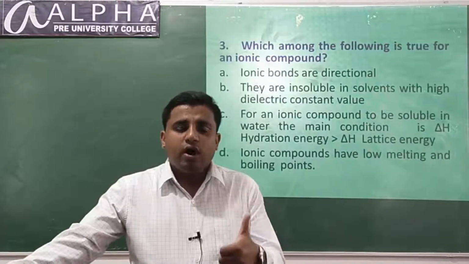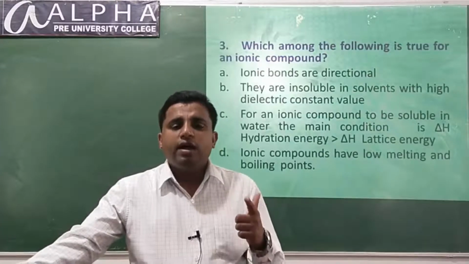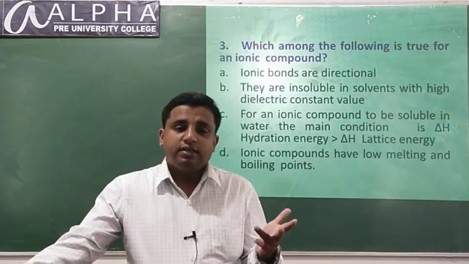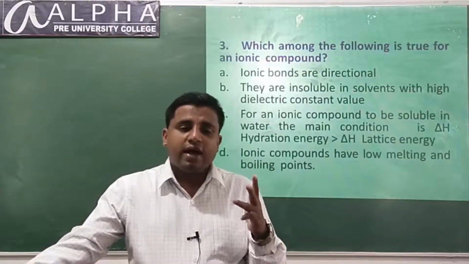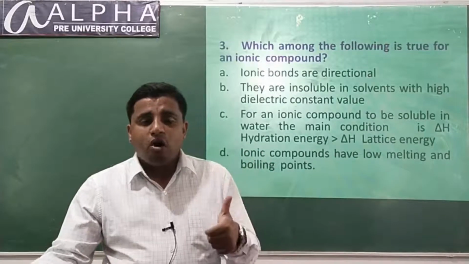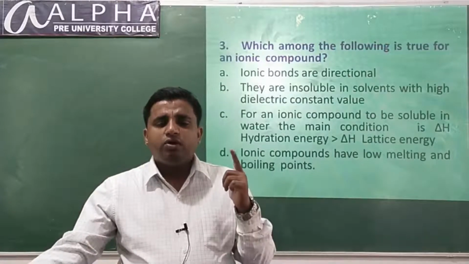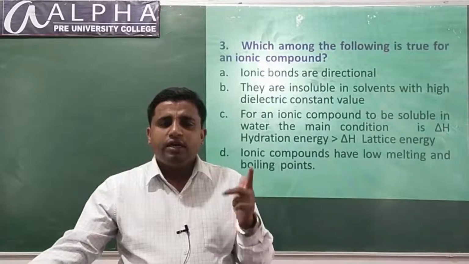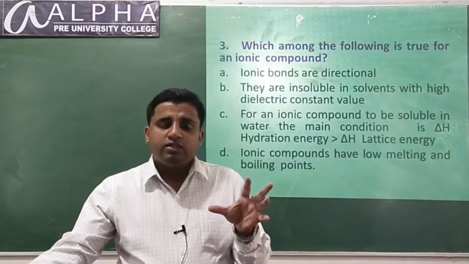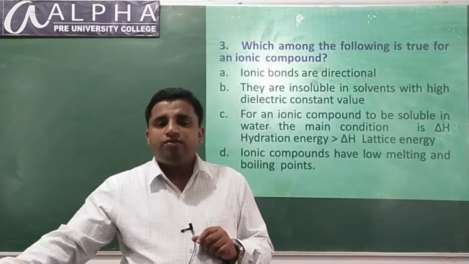One is low ionization enthalpy. The other is high electron affinity or electron gain enthalpy, then high lattice energy, and a large size of cation and small size of anion. These are the four factors which favor the formation of an ionic bond. Please understand the different factors: low ionization enthalpy, high electron affinity, high lattice energy, and the last point is large size of cation and small size of anion will favor the formation of ionic bond.